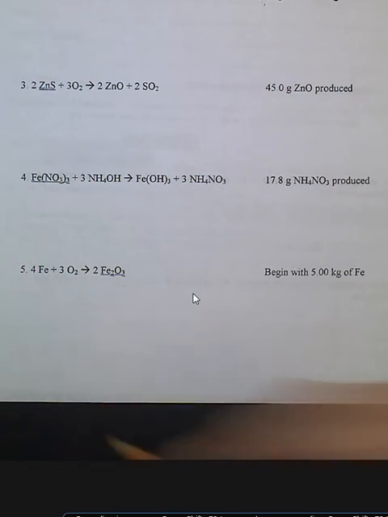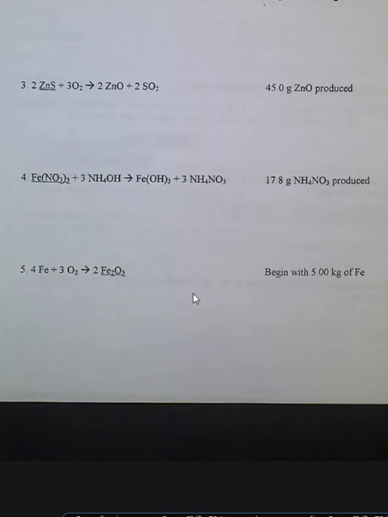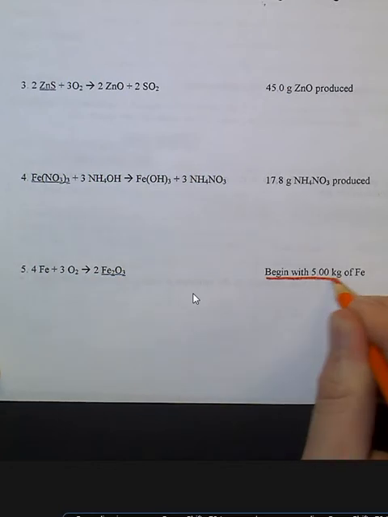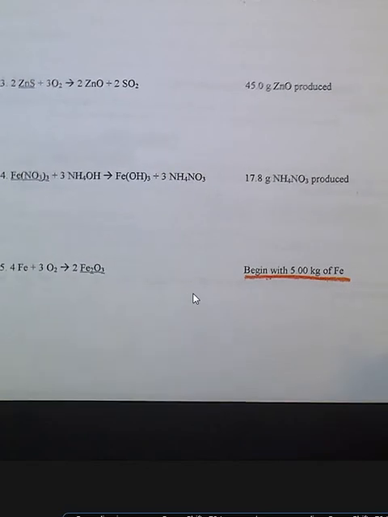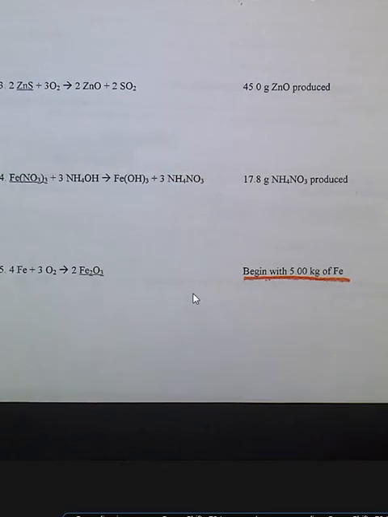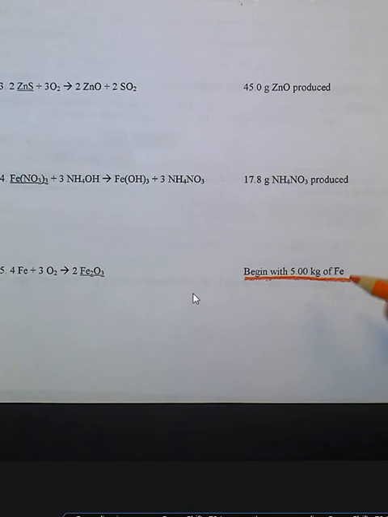I want you guys to follow along the same steps that I do. So first thing we're starting with is what do we begin with? Begin with 5 kilograms of iron. Okay? And as always, we haven't used kilograms in a while. We're going to change this to grams like every other problem. So this first step you don't have to do because everything else is in grams like we always use.